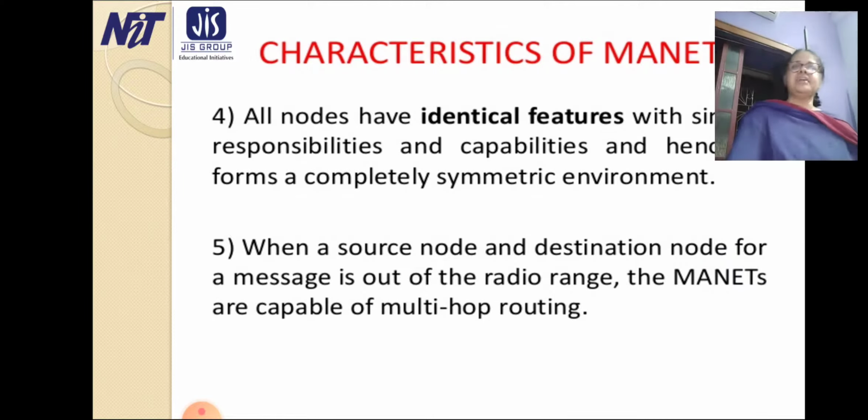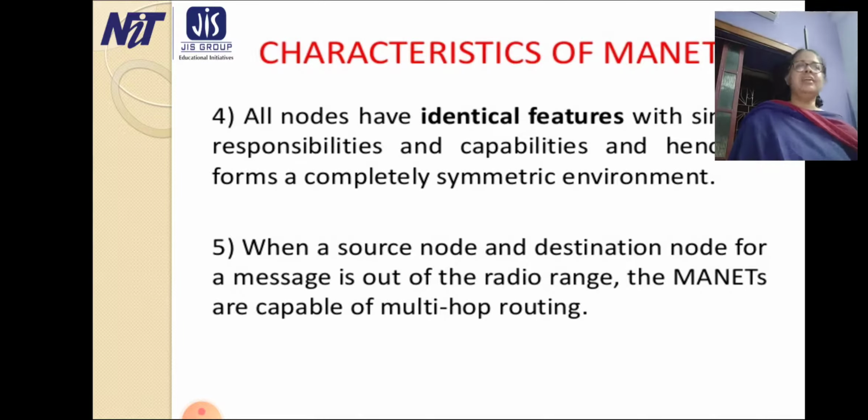When a source node and destination node for a message are out of radio range, MANETs are capable of multi-hop routing. Many defense applications require on-the-fly communication setup, and ad hoc or sensor networks are excellent candidates for use in battlefield environment management. One of the characteristics for which MANET is preferred is dynamic topology. Nodes are free to move arbitrarily, thus the network topology may change randomly and unpredictably and primarily consists of bidirectional links. In some cases where the transmission power of two nodes is different, a unidirectional link may exist.